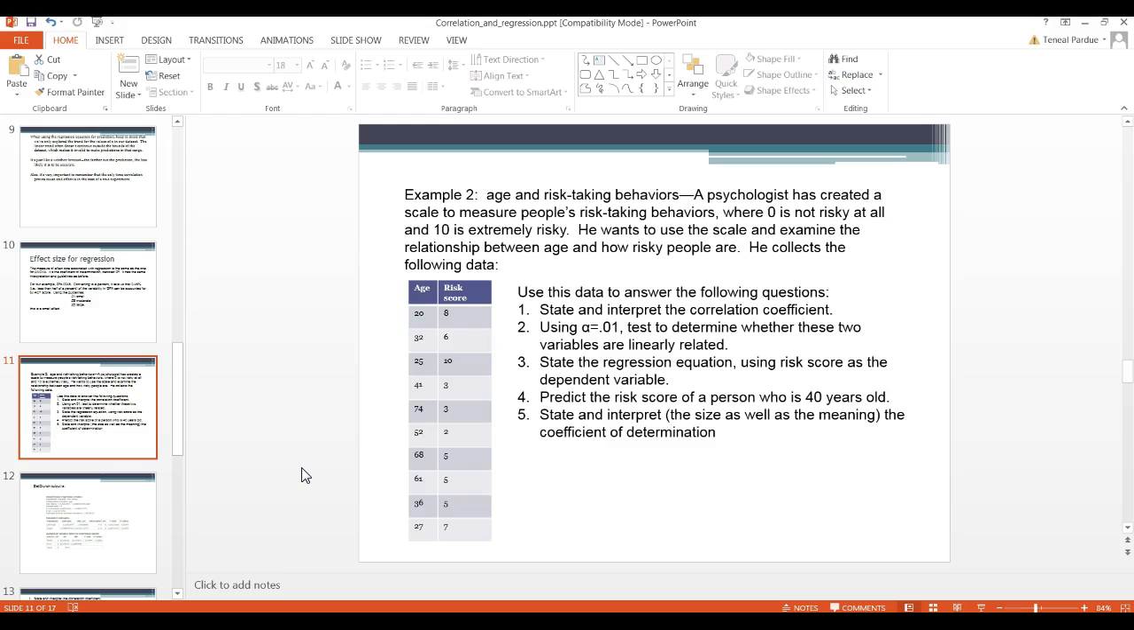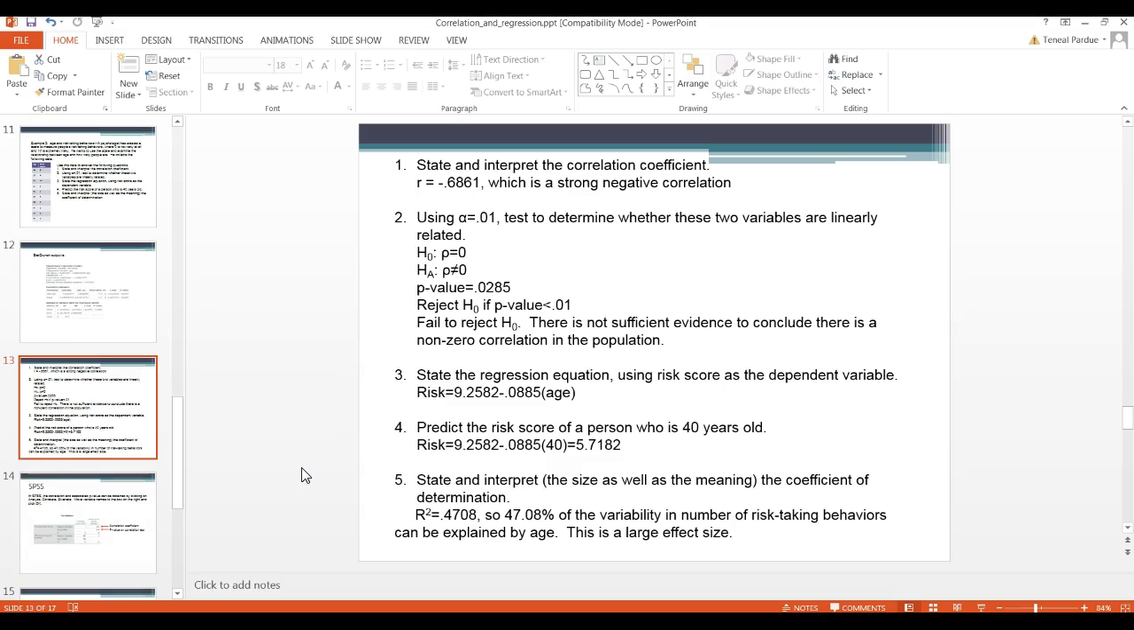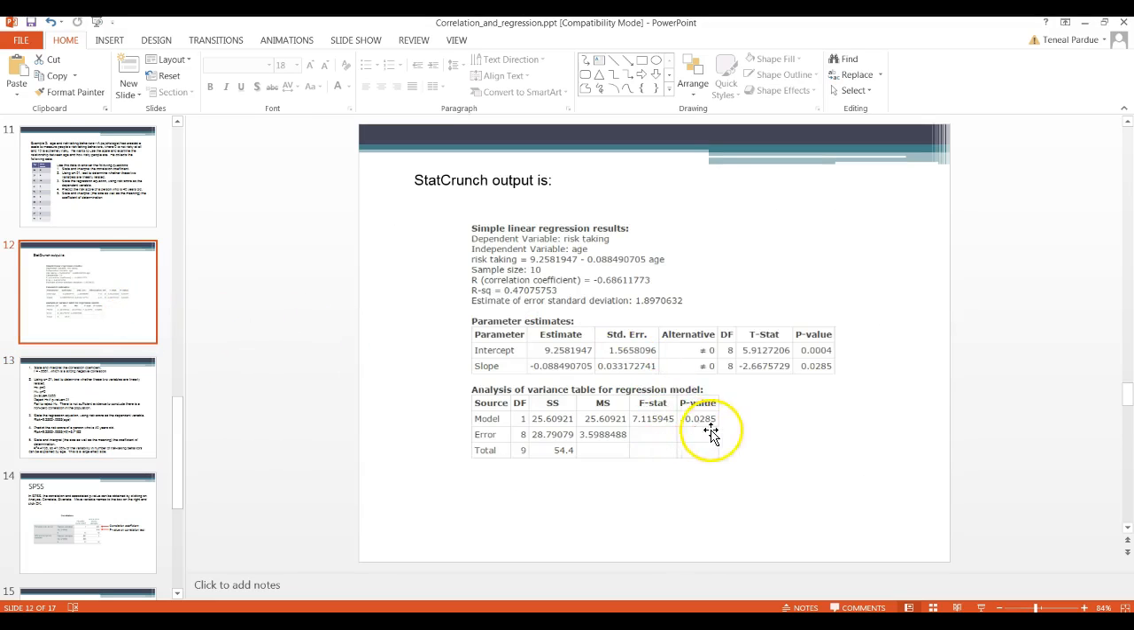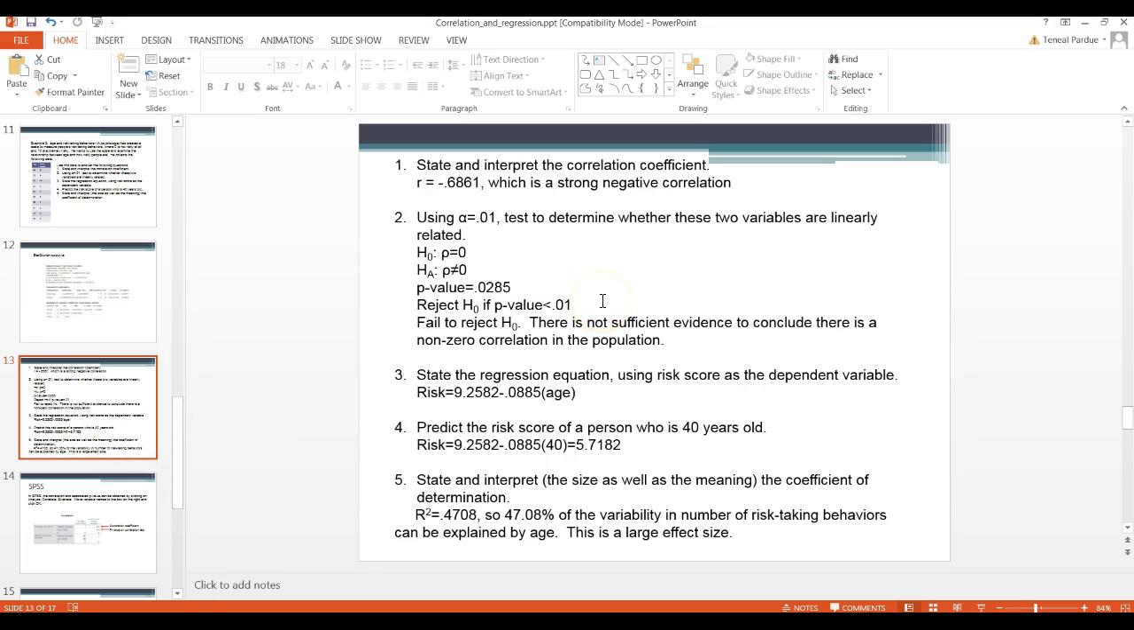Number 2, using alpha equals 0.01, tell us whether these two variables are linearly related. So our hypotheses, H0 is that there is no linear relationship between the two variables. The alternative is that there is a linear relationship. The p-value is 0.0285. That comes from down here. And since alpha in the problem was 0.01, we'll reject H0 if p-value is less than 0.01. And here it's not, so we would fail to reject H0 and say that there's not sufficient evidence to conclude a non-zero correlation in the population.